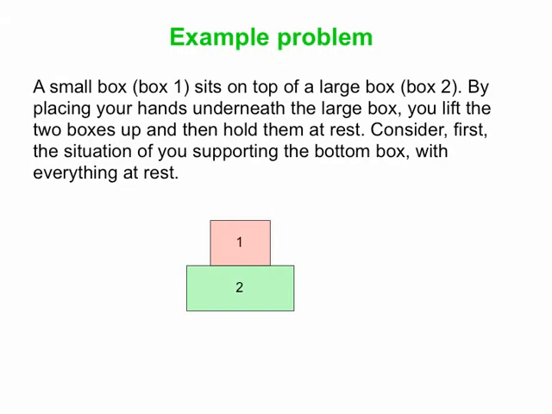Okay, so here's an example. We have two boxes. A small box, box number 1 in pink, sits on top of a large box, box number 2, in green. You're holding these boxes, so you've got your hands underneath the large box. First, consider the situation of you supporting the bottom box with everything at rest, and then in video 2 we'll go on and talk about what happens if there's an acceleration. For instance, you're standing in an elevator and the elevator is accelerating. We'll just do free body diagrams for the at-rest case to start with.